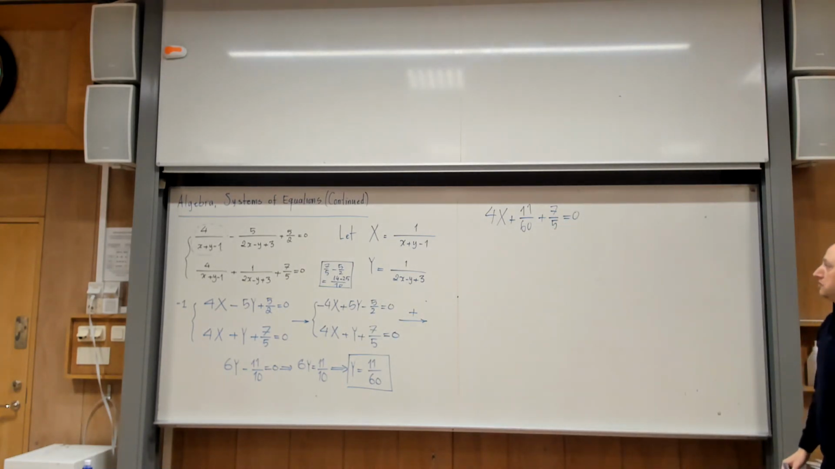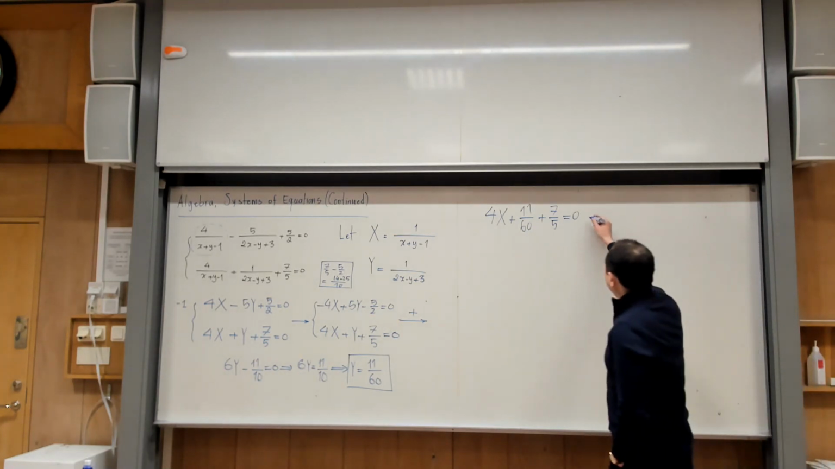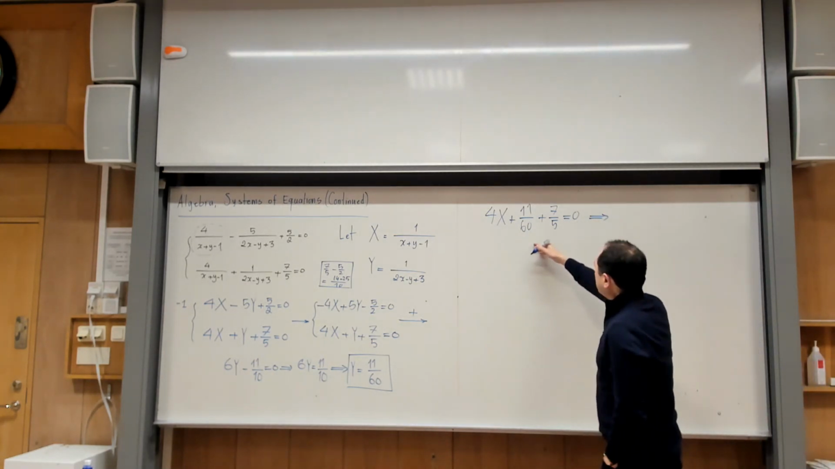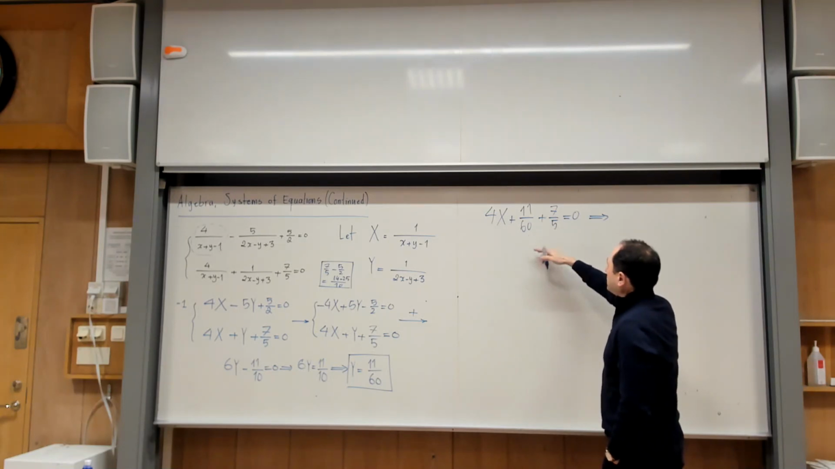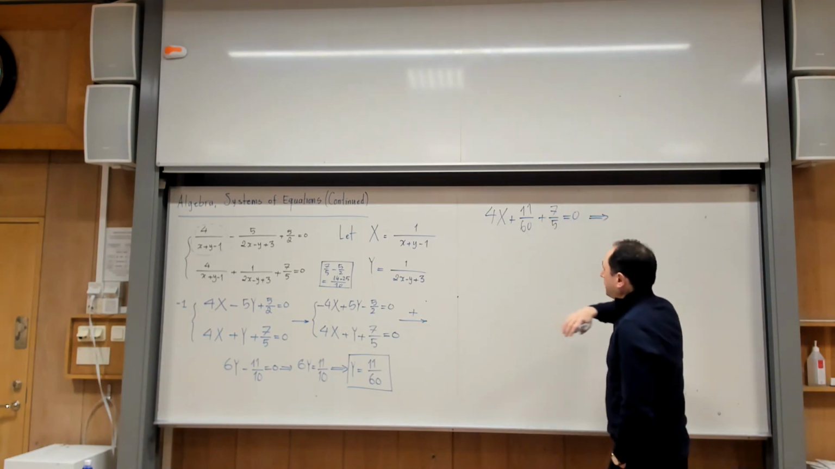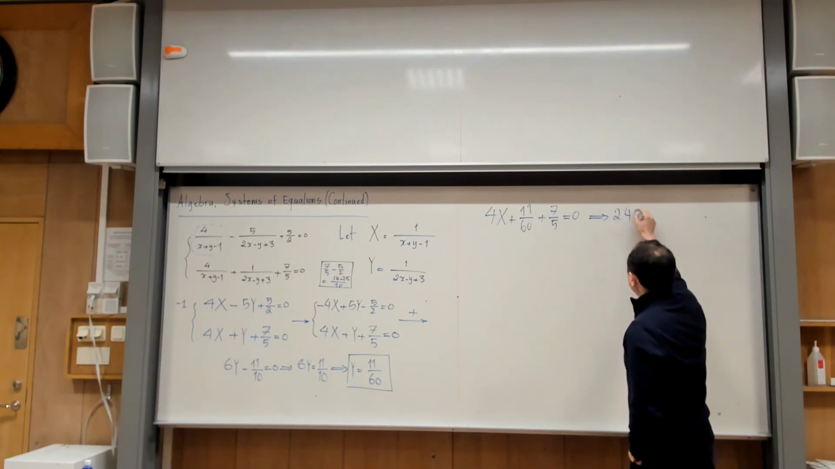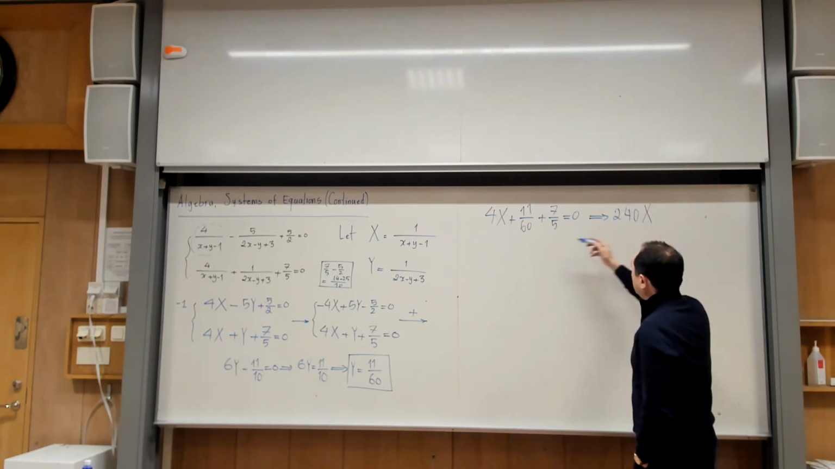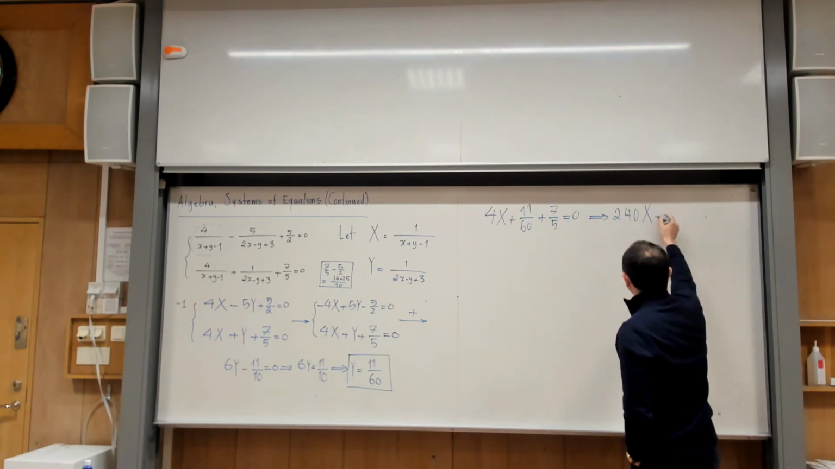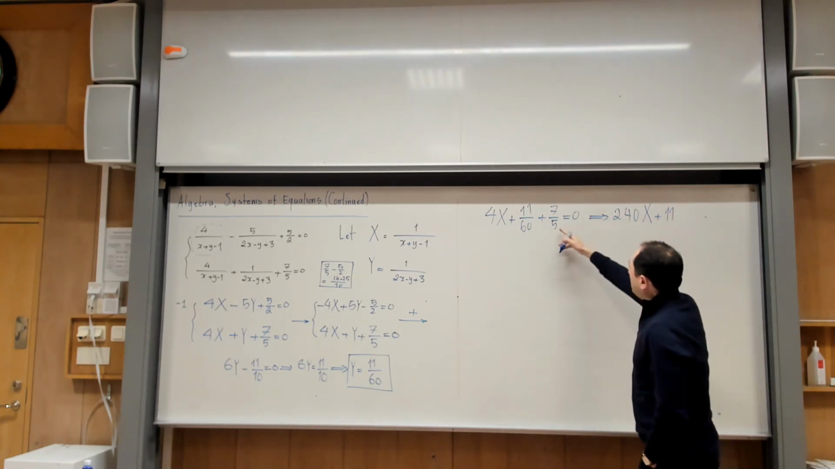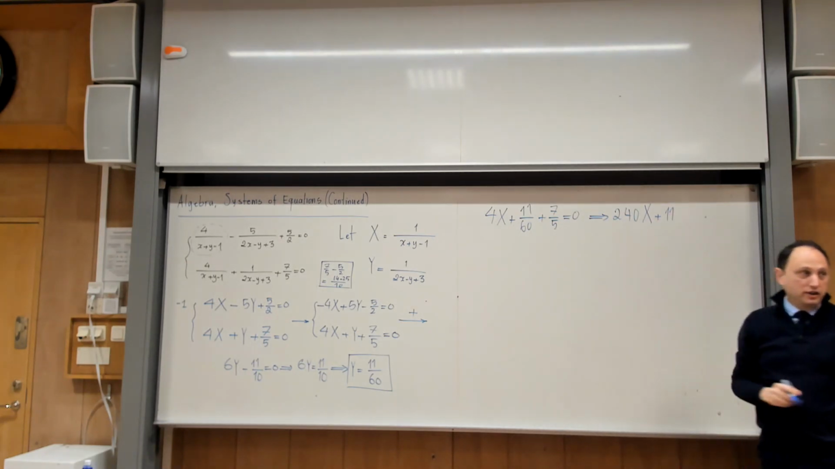Of course, you can multiply by 60 if you want to get rid of all fractions. Is that a good idea? Yeah, let us multiply by 60. I want to get rid of the fractions. Of course, you can add the fractions, move it to the other side, and divide by 4. That also works. But if I multiply by 60, this becomes 240x. When I multiply it by 60, it becomes 11.